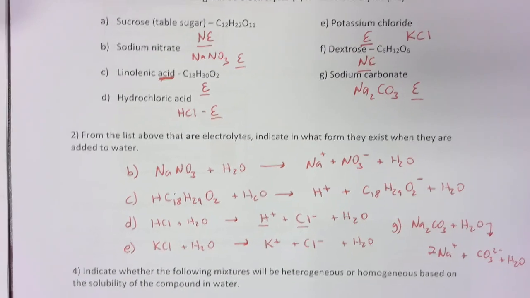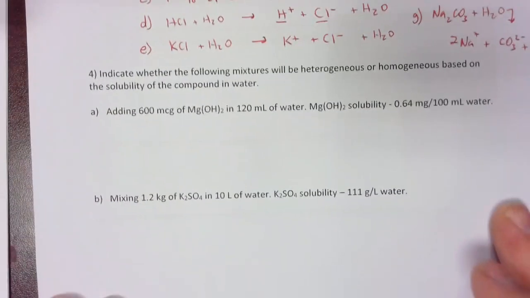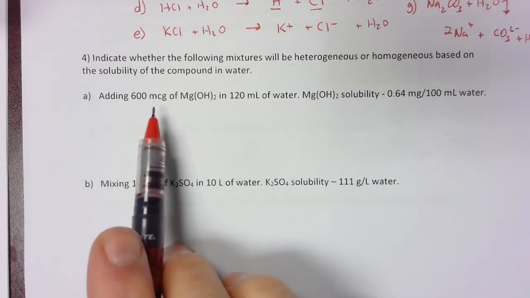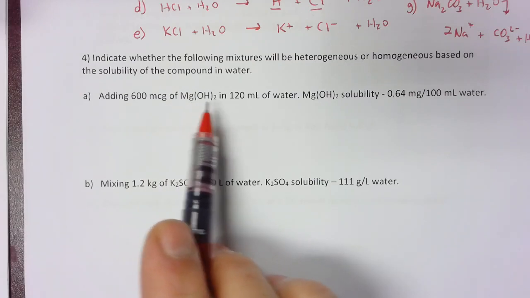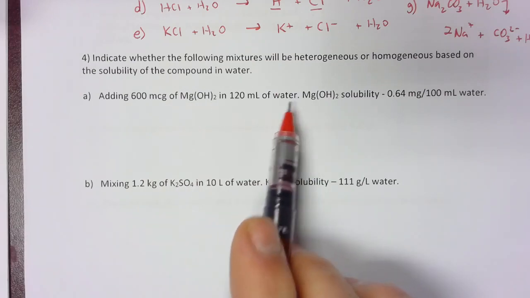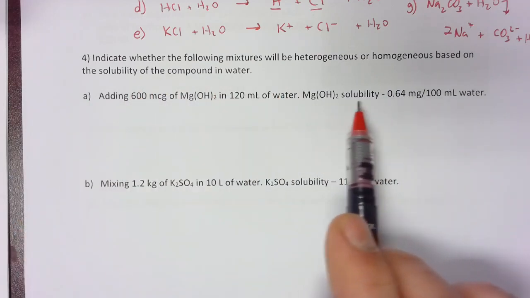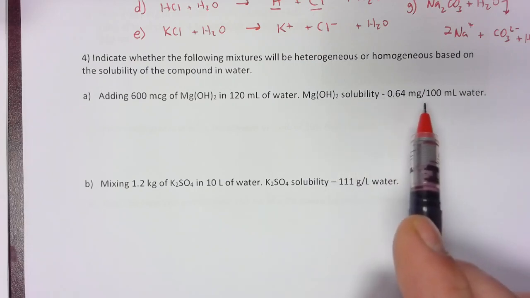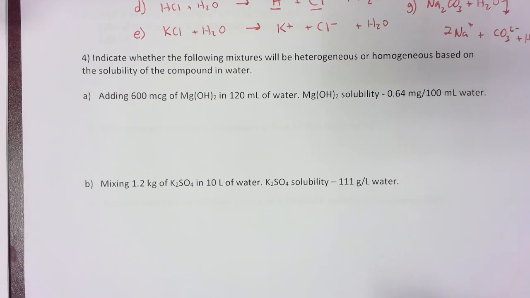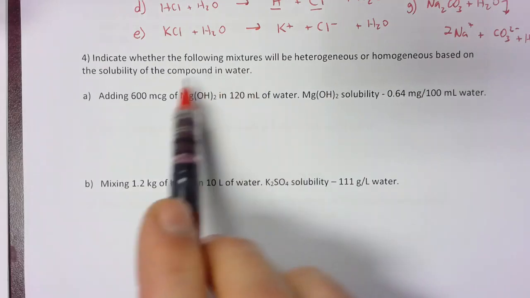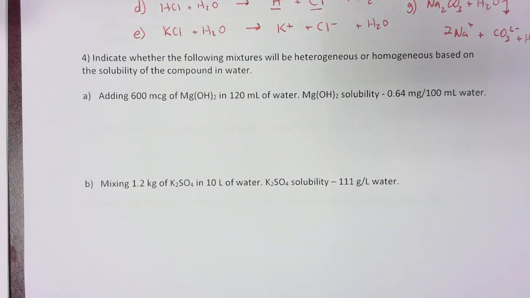All right. Moving on to homogeneous versus heterogeneous mixtures based on solubility. Question A says adding 600 micrograms of magnesium hydroxide in 120 milliliters of water. So this is what you're going to attempt to do. Here's the solubility limit of magnesium hydroxide: 0.64 milligrams in 100 milliliters of water. So we need to figure out, will this mixture exceed this solubility?